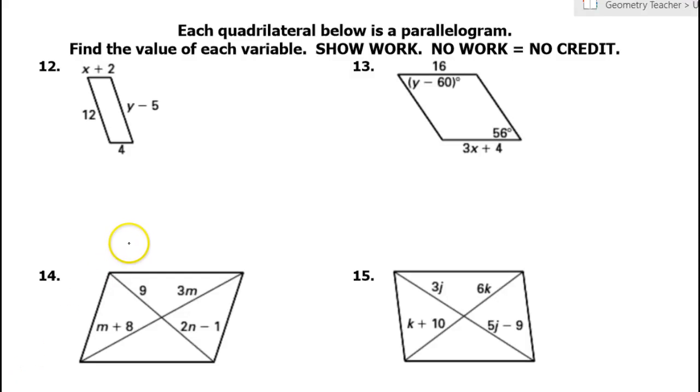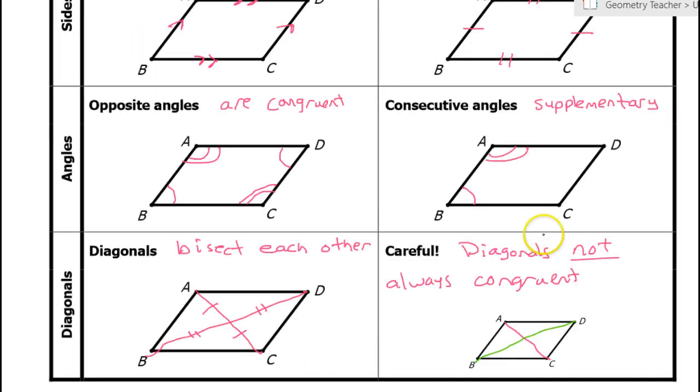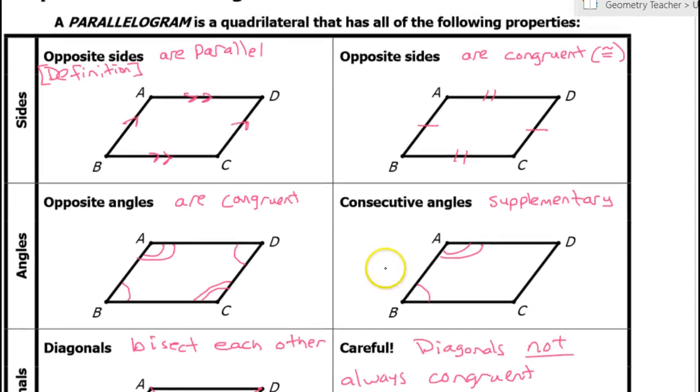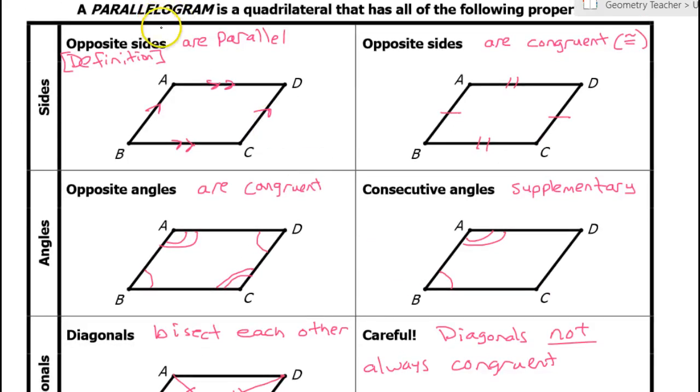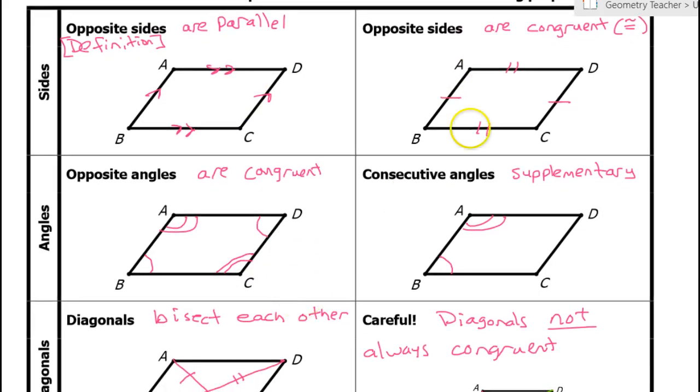In this video, we will use the properties of parallelograms and a little bit of algebra to find unknown values. So please remember the properties of a parallelogram. Starting with the definition, opposite sides are parallel. Then we have four properties of parallelograms.